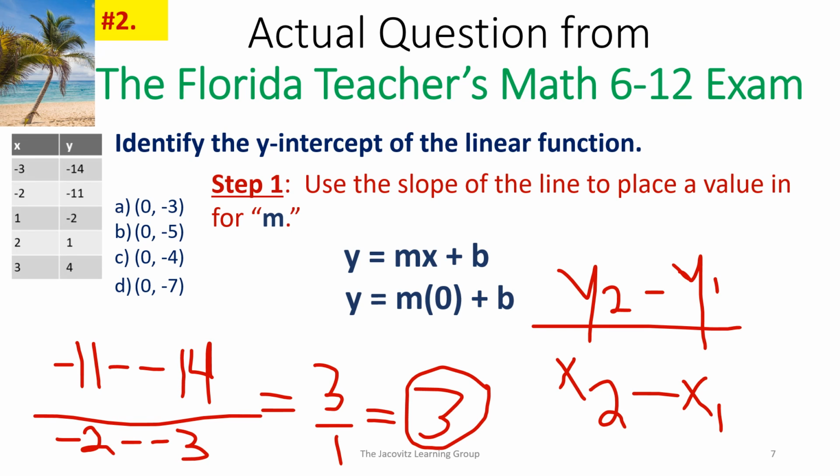This was the next one. Identify the y-intercept of the linear function. Okay, and always remember to think the y-intercept is when x equals 0. So you immediately know you're going to put that in. You do the slope-intercept of the line. Look at this graph over here. It's been done for you.